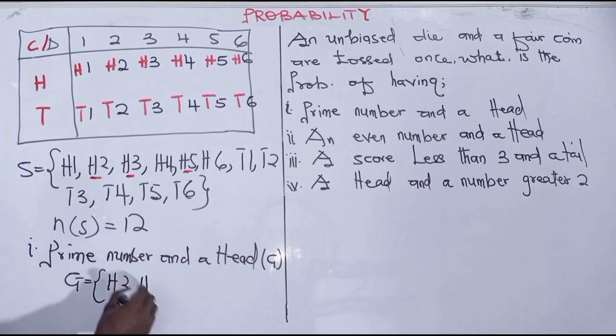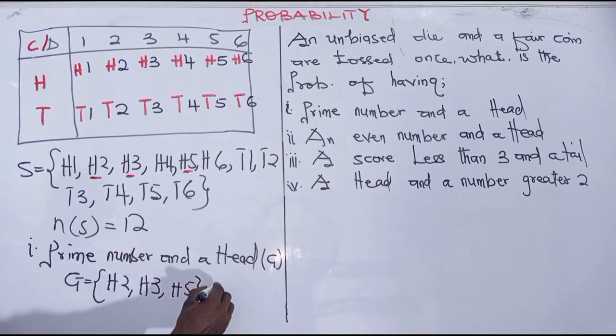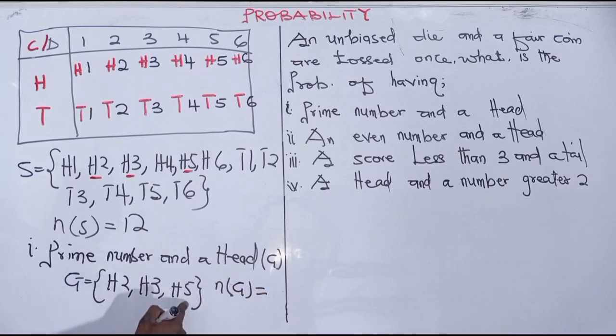H2, H3 and then H5. Then we find the number of outcomes in these events. 1, 2, 3. So we have 3.